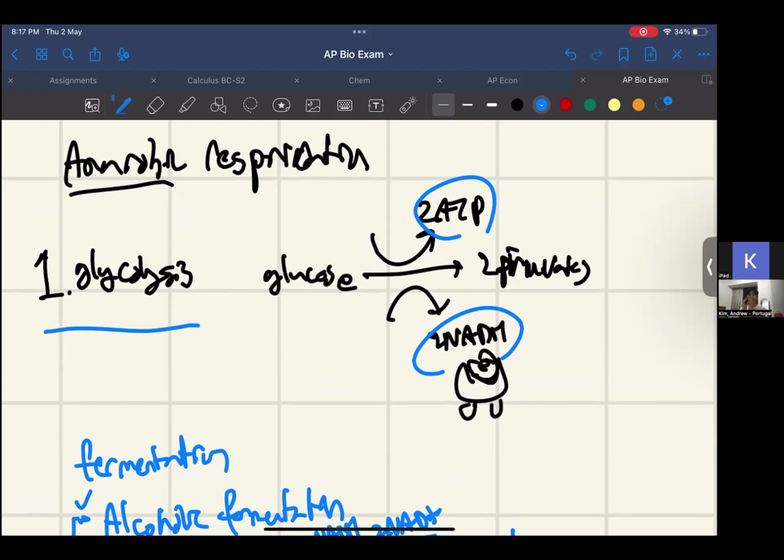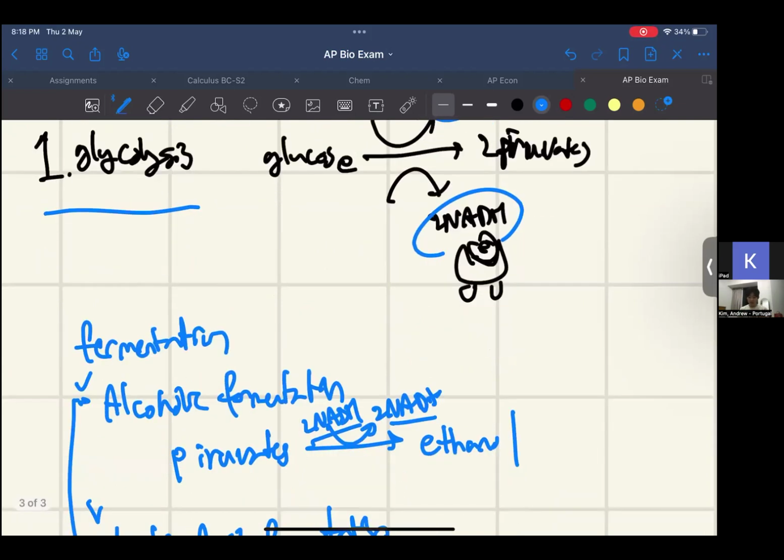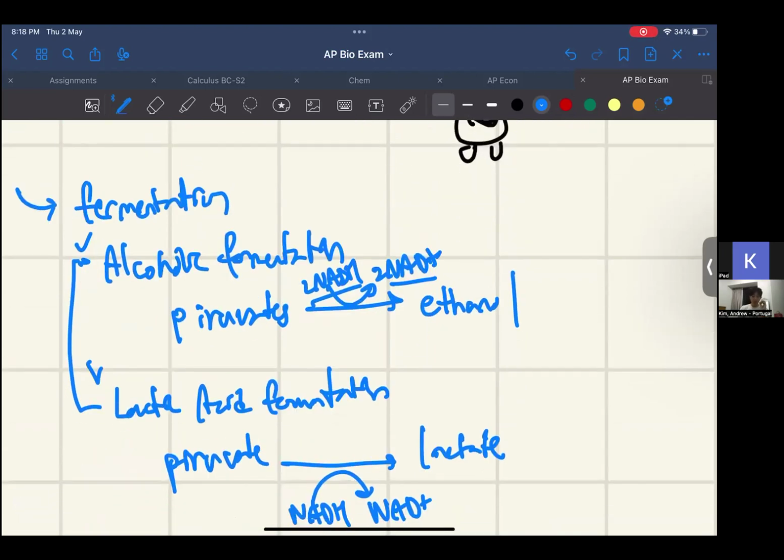And in that process, we make ATP, which is the whole purpose of respiration. The issue is, while ATP is made, NADH is also made. And since NADH is toxic, we have to get rid of NADH. And how we do that is through fermentation.